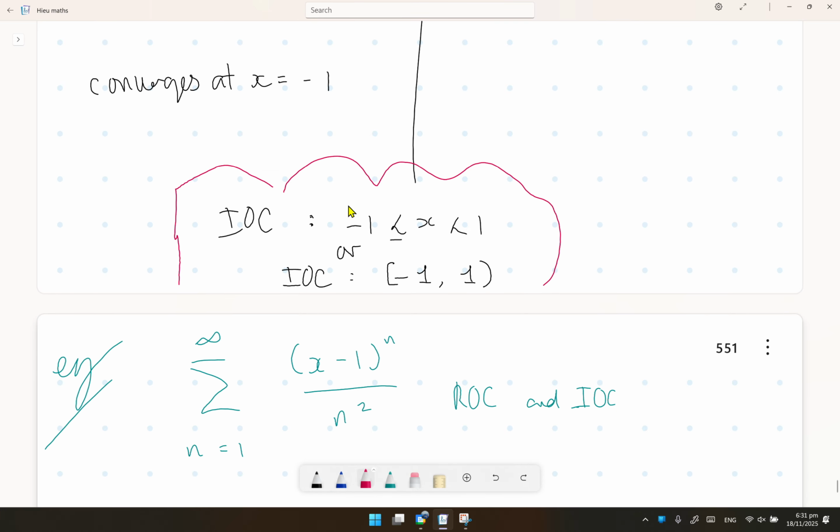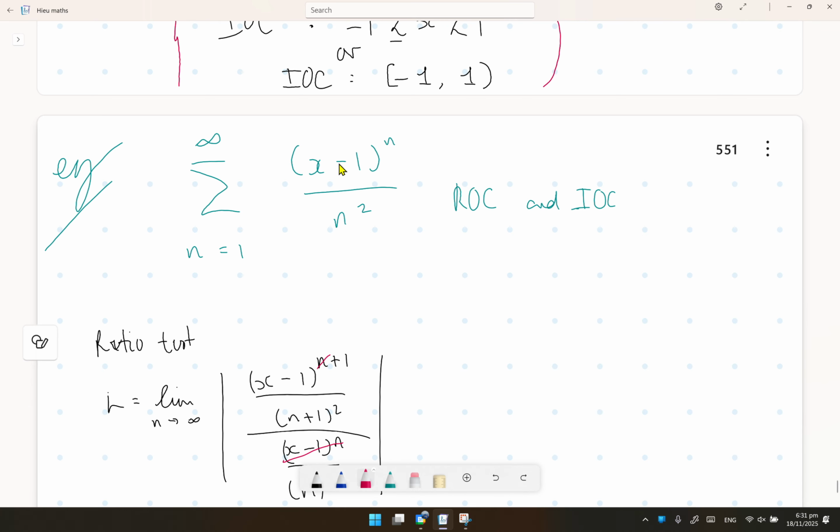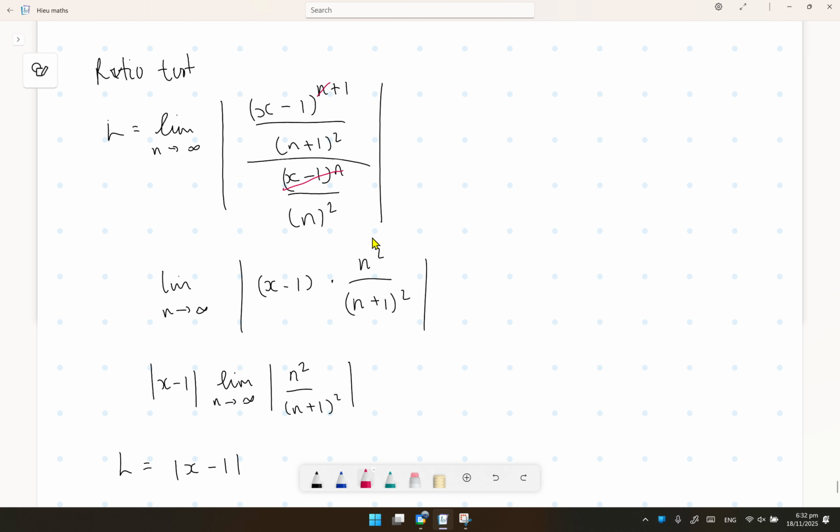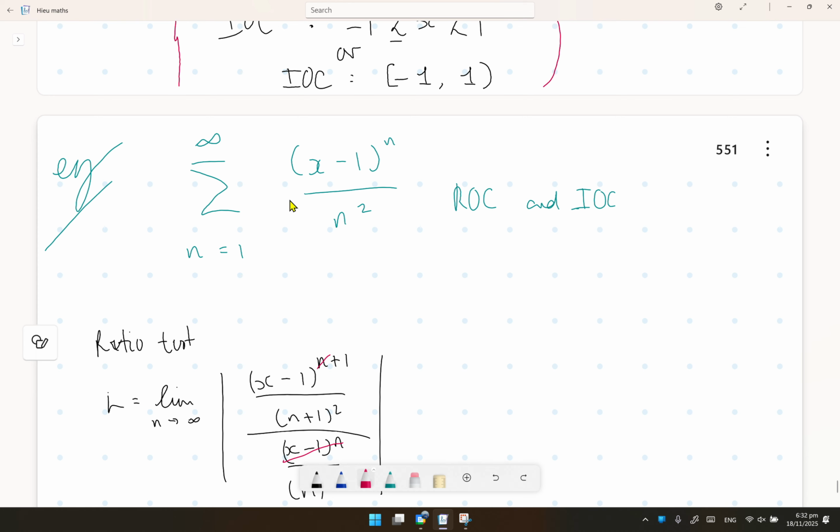Okay, so we're going to look at another example here. This is a power series, I believe, but centered. No, this is not necessarily. This is technically centered around 1. So you end up with that kind of x minus alpha form. So let's look at this. We want to find the radius of convergence and the interval of convergence.